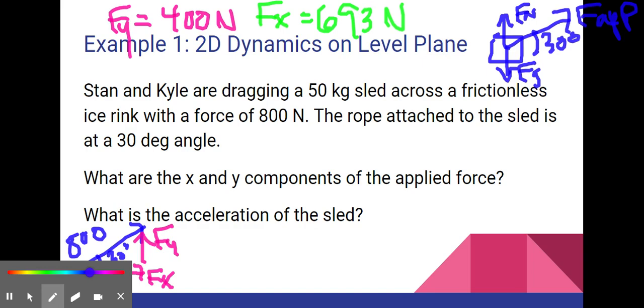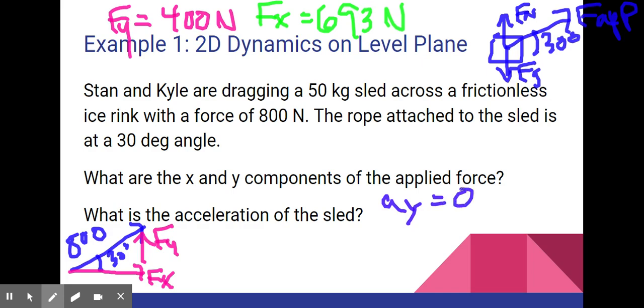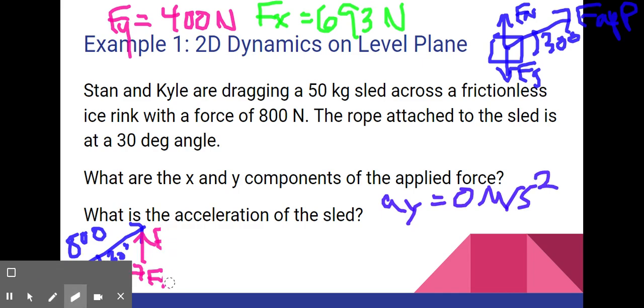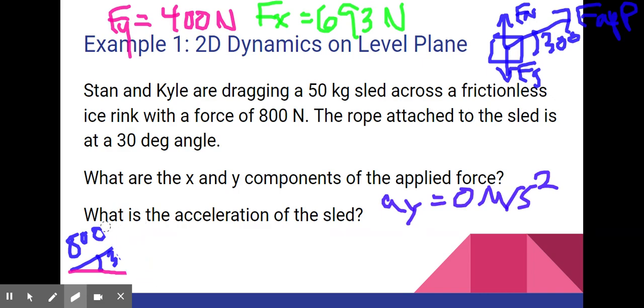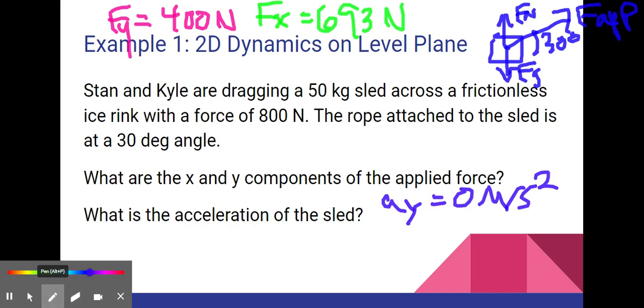It's not flying around. It's not sinking into the ice rink. So we have no acceleration in the y direction. So a sub y is 0 meters per second squared. Don't forget your squares. But we do have acceleration in the x direction because we have unbalanced forces. So remember, if we have unbalanced forces, we have acceleration. So we just have this applied force in the x direction.